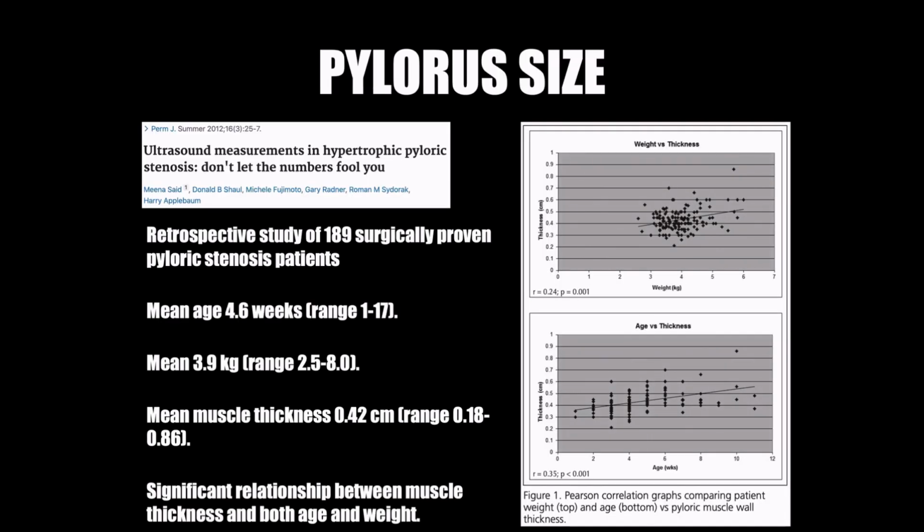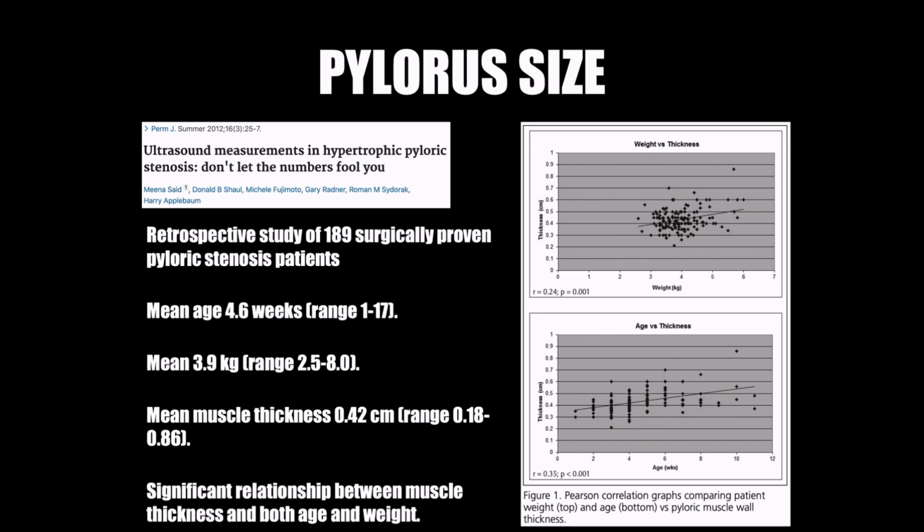Taking a little bit closer look at pylorus size, there is some variability in pyloric measurements based on gestational age as well as patient weight. This study retrospectively looked at 189 surgically proven pyloric stenosis patients. They had a mean age of 4.6 weeks, mean weight of 3.9 kilograms, and mean muscle thickness of 0.42. They found a statistically significant relationship between the muscle thickness and both age and weight, as you can see in the figures to the right.